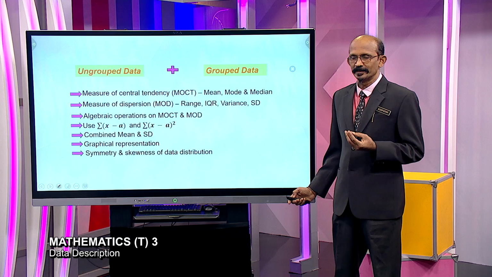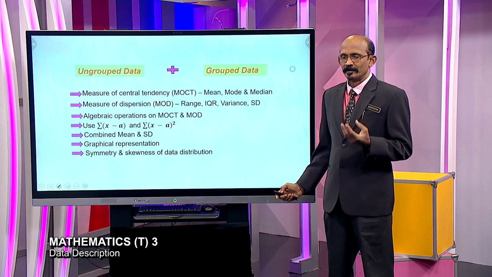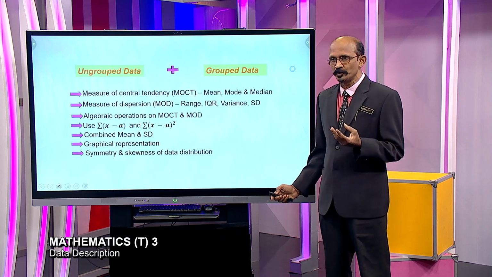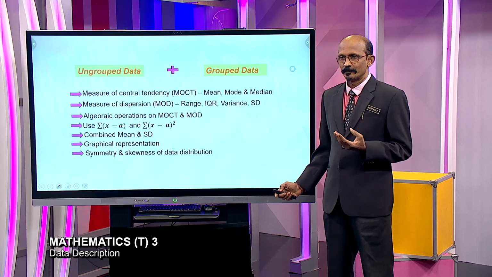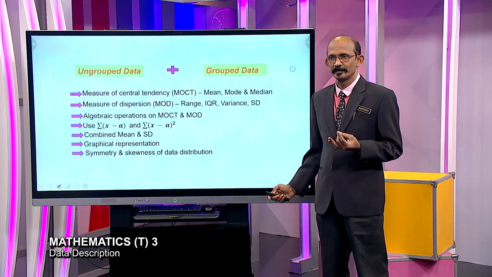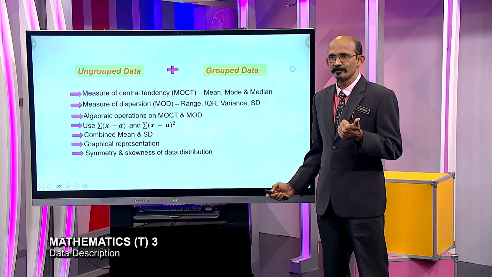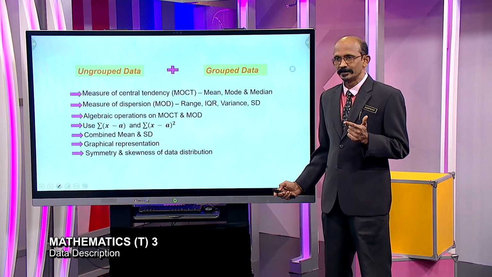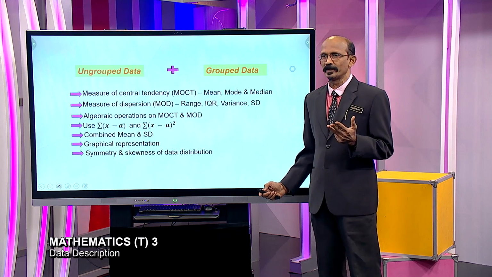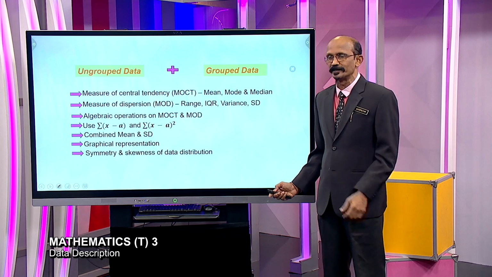Last part of the chapter, you should be able to describe the distribution of data, whether it is symmetric, positively skewed or negatively skewed. For this, you can use 5 ways. One, using MOCT. Next, you can use quartiles. The third, you can use a box plot. The next, you can use a histogram. Or lastly, you can use the Pearson coefficient of skewness.